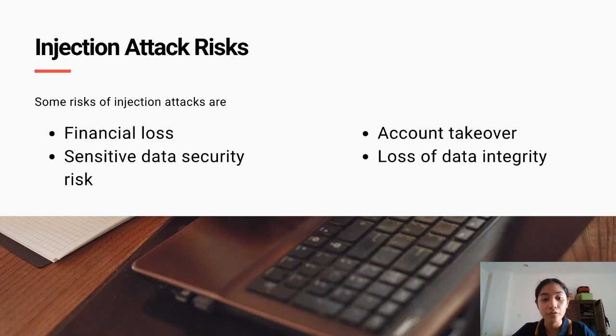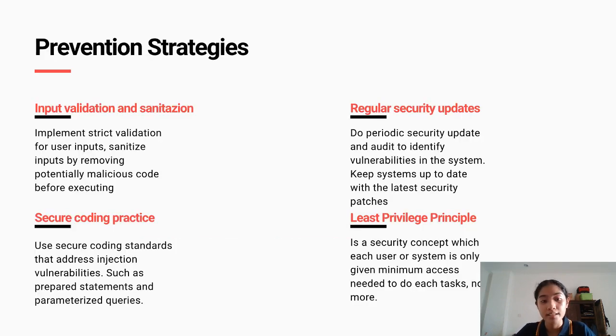The injection attack risks can be financial loss, sensitive data security risk, account takeover, and loss of data integrity. How do we prevent this then? The first thing that we can do is input validation and sanitization, which means sanitizing the user input and validating the inputs by removing potentially malicious code before executing. And then follow secure coding practices, which address injection vulnerabilities.